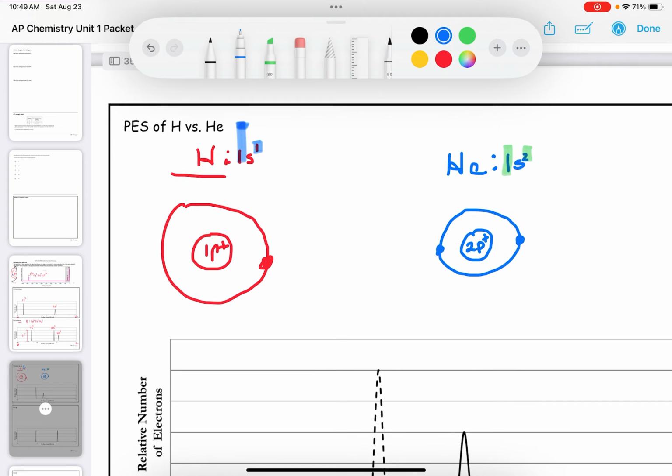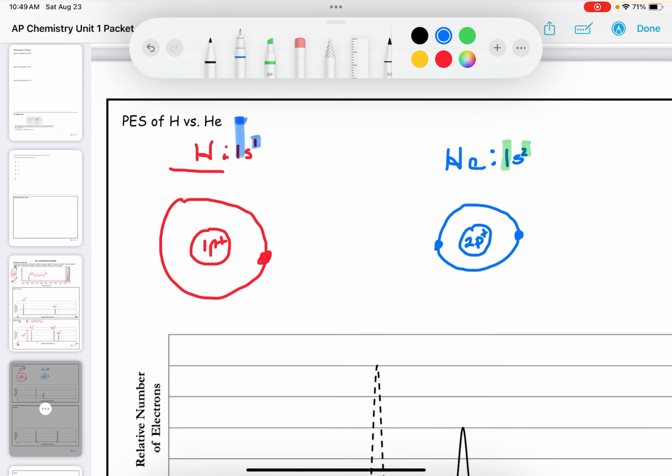Now there's a reason why I drew this first energy level, the n equals 1 energy level, further away from the nucleus for the hydrogen and closer to the nucleus for the helium. Why do you think that might be? The main reason for this is due to the number of protons.